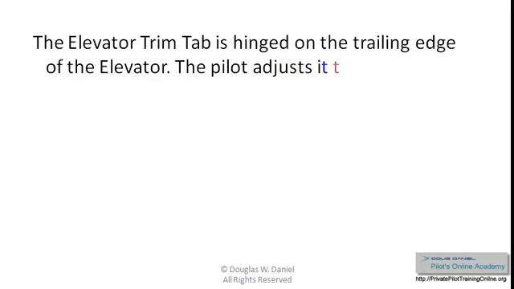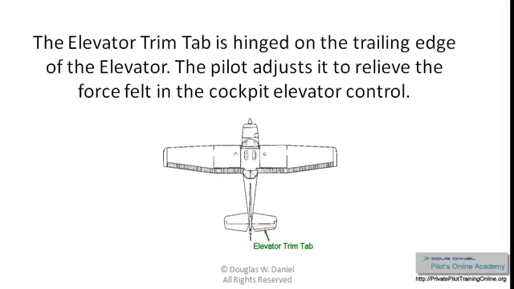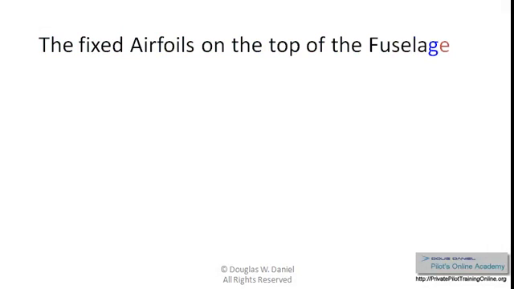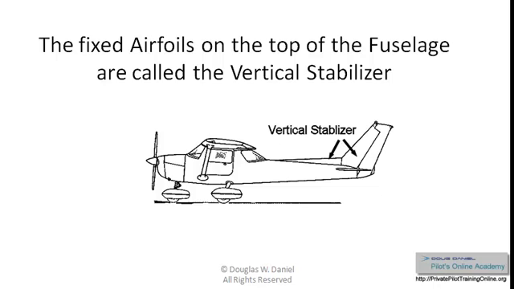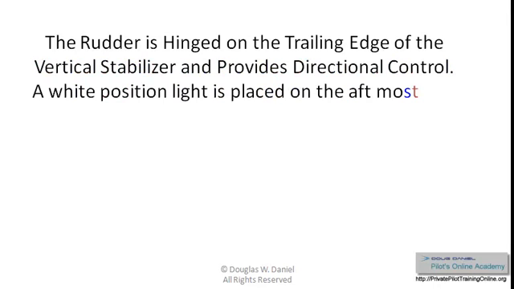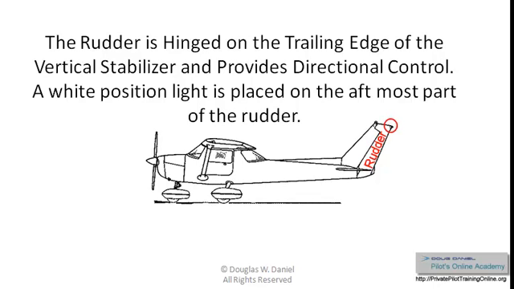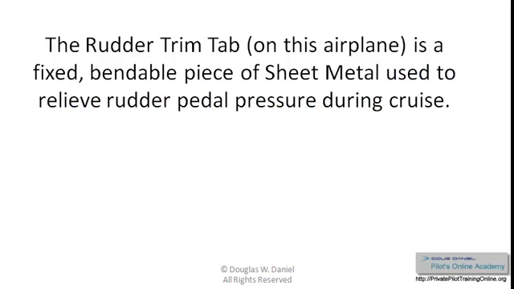The elevator trim tab is hinged on the trailing edge of the elevator. The pilot adjusts it to relieve the force felt in the cockpit elevator control. The fixed airfoils on the top of the fuselage are collectively called the vertical stabilizer. The rudder is hinged on the trailing edge of the vertical stabilizer and provides directional control. A white position light is placed on the aftmost part of the rudder. In this particular airplane, sometimes they're in other places in other airplanes. The rudder trim tab on this airplane is a fixed, bendable piece of sheet metal used to relieve rudder pressure during cruise flight.